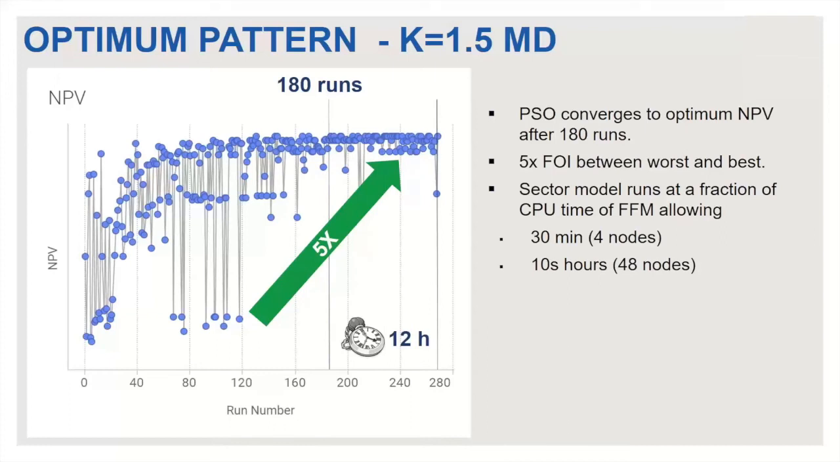Also, why did we set up a sector model to run this kind of calculation? We could have taken the full field model and created different cases with different well length, different distance, but compare, for example, the runtime for a single sector model run, which is around 30 minutes in our case, using 4 nodes. Compare that to tens of hours for a full field model with 48 nodes. The difference is drastic. This kind of optimization cannot be done at the full field model level.